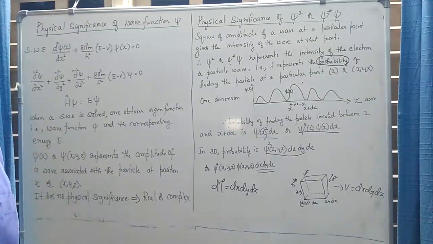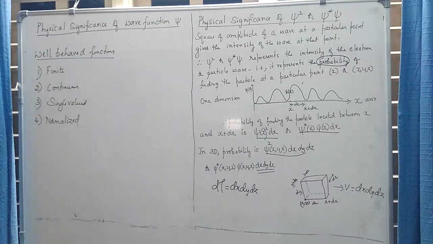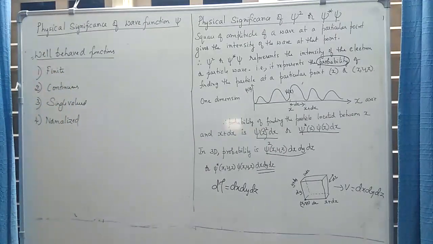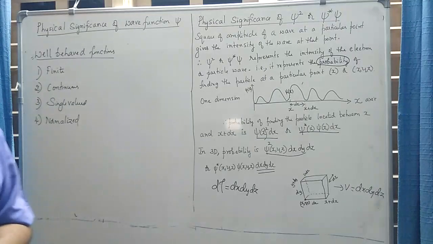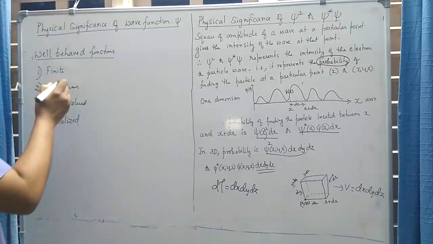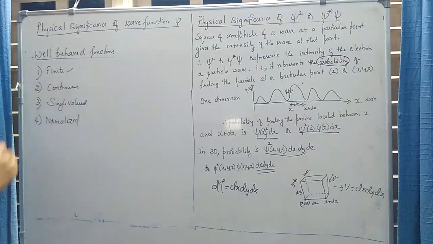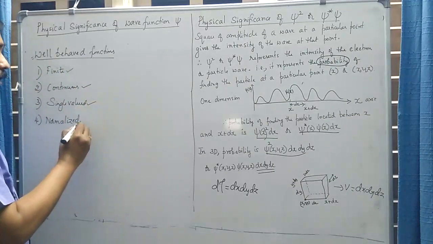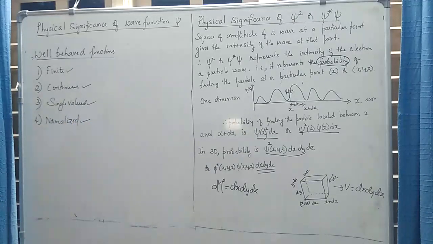Now we will try to understand the exact meaning of a well-behaved function. Mathematically we defined what a well-behaved function is in our previous class. Any wave function or eigenfunction that we use in quantum mechanics should be a well-behaved function. And how do you mathematically define a well-behaved function? A well-behaved function should be a finite function, it should be a continuous function, it should be single valued, and it should also be a normalized function.